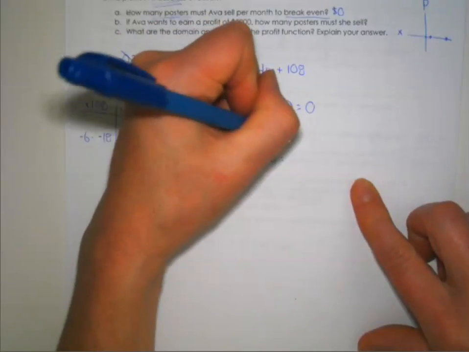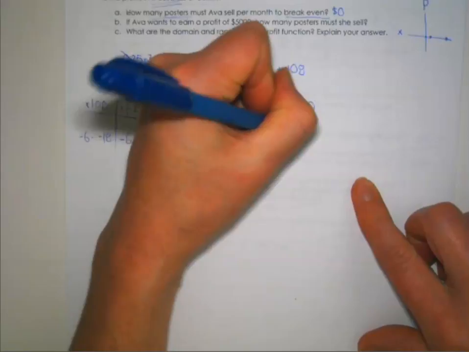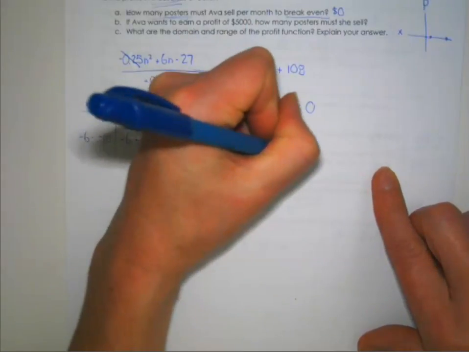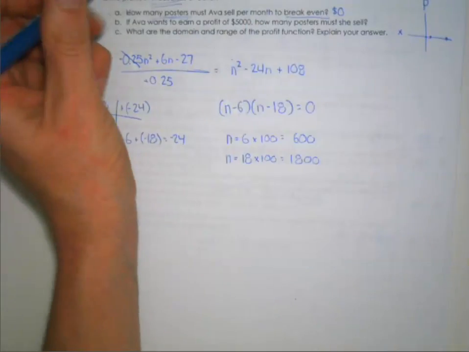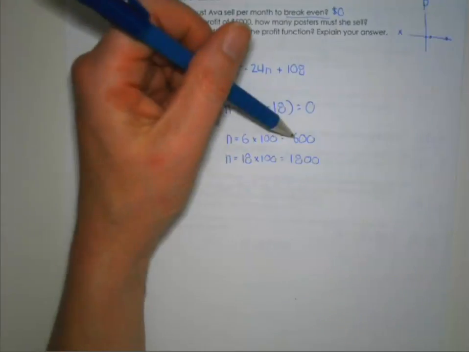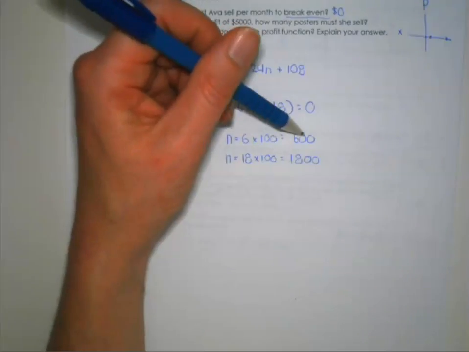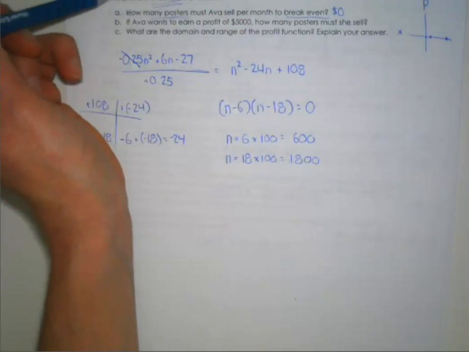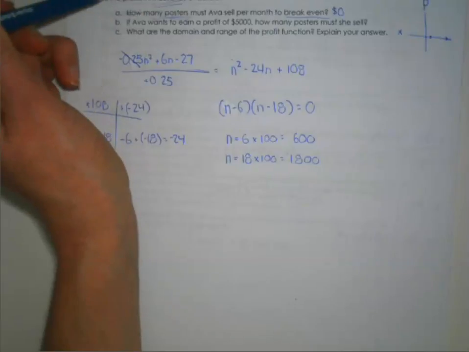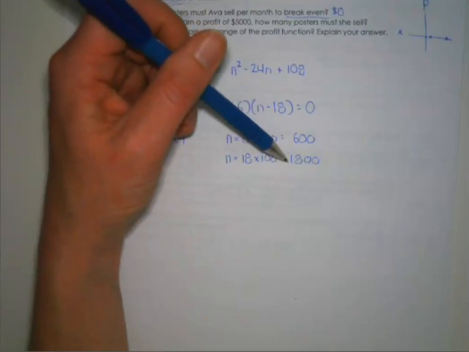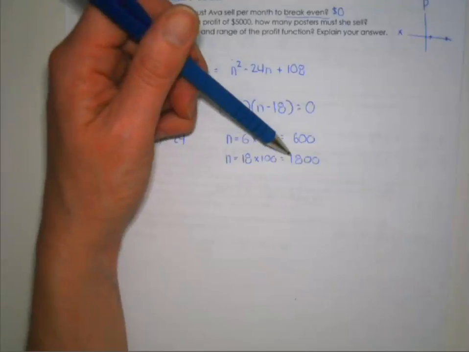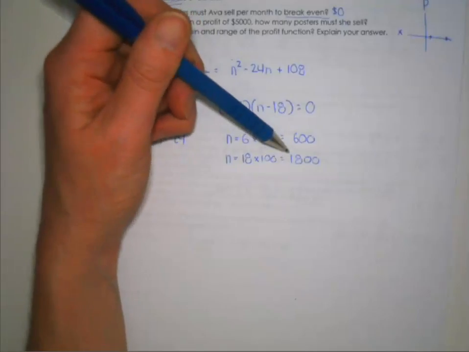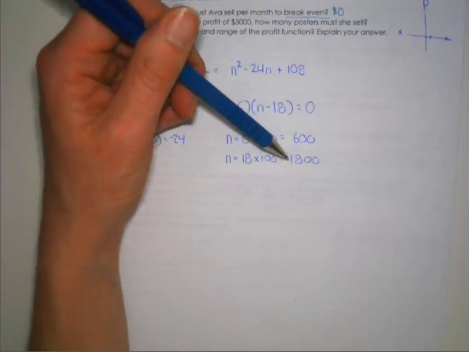So n would have to be equal to 6 times 100, which would be 600 posters, or 1800 posters. And so it might be hard to understand why she could break even at 600 but then again at 1800. The reason is that this formula is taking into account the costs that she has and the pricing of the posters. So if she sold 1800, she might have to price them so low that even though she sold a lot, she wouldn't get a good revenue, right?